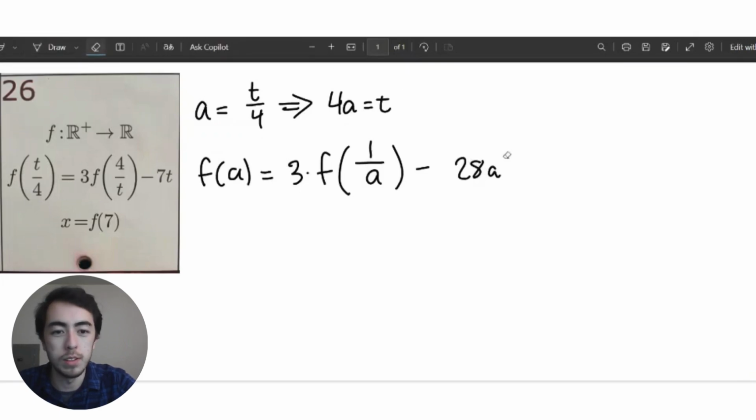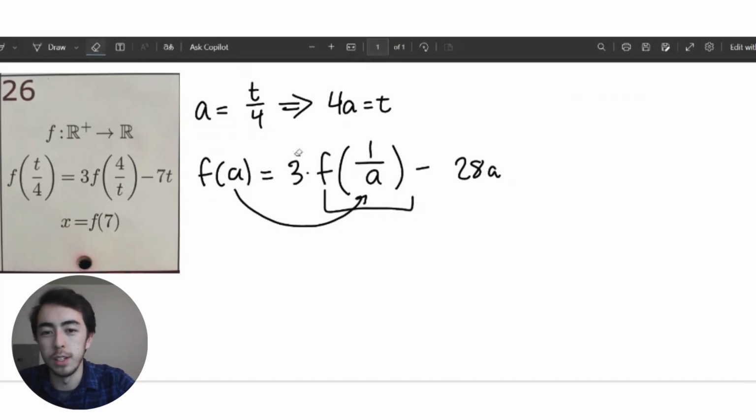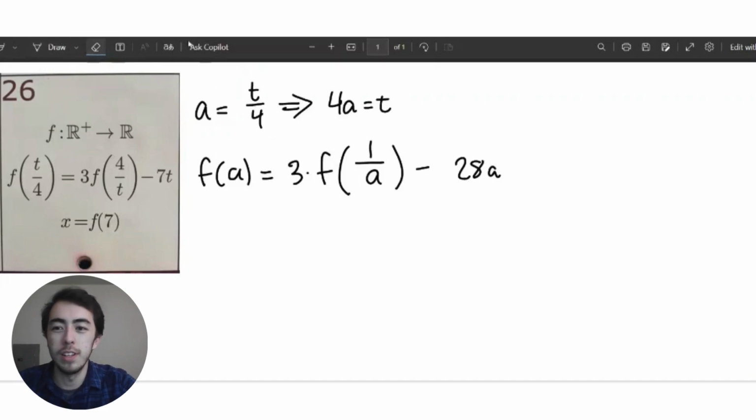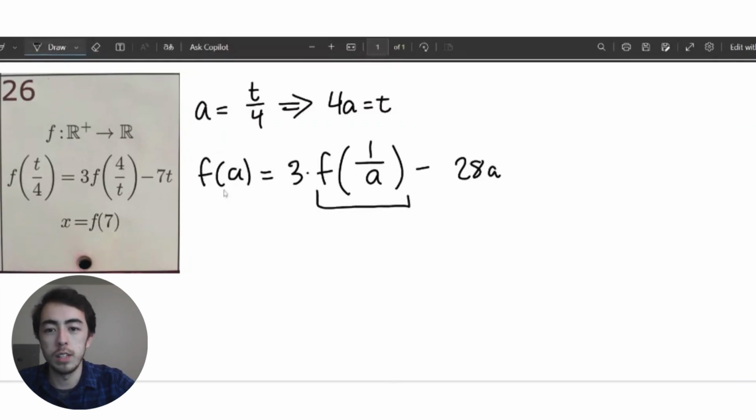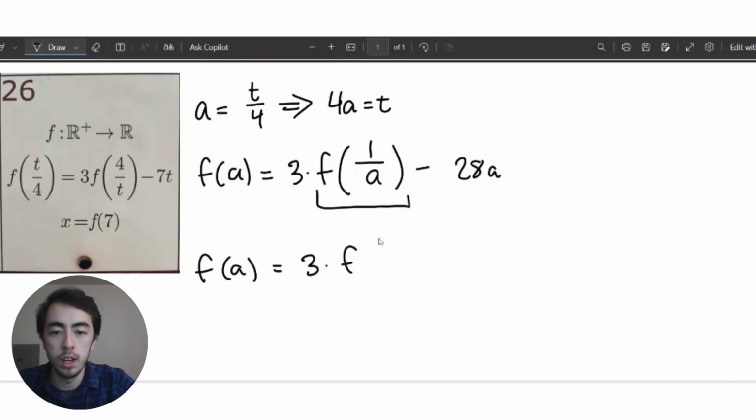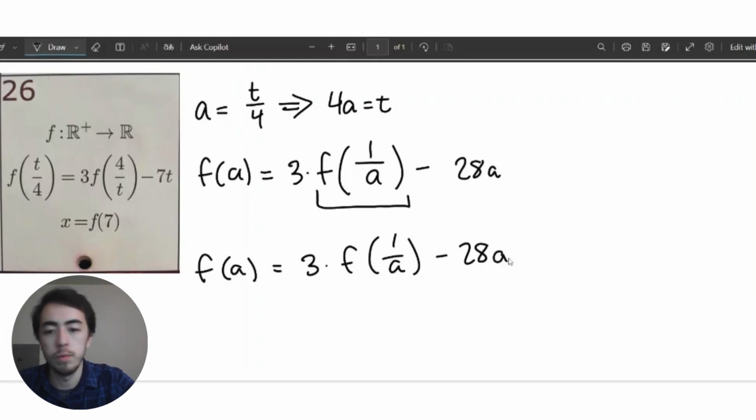Okay, well, I still have this problem where when I plug in some number a, I still have the function in the function. So maybe I could try taking this part out and renaming that. So, let's see what happens if I plug in 1 over a into my function. So let's see, f of a, here I'll just rewrite what we have already, is 3 times f of 1 over a minus 28a.